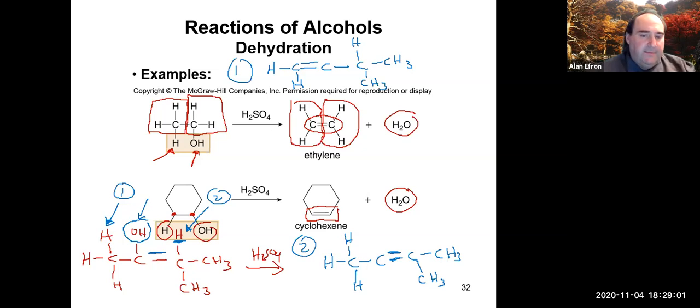And as you can see, it gives us two different products. This happens sometimes, just like if you remember when we put the HOH on or HCl on, we give the H to the one that started with the most hydrogens.